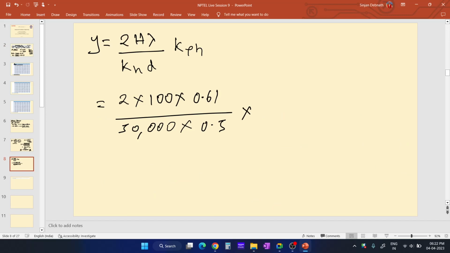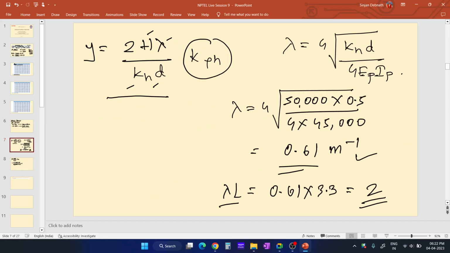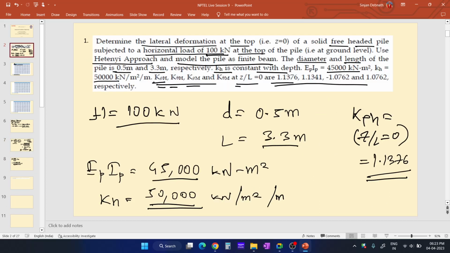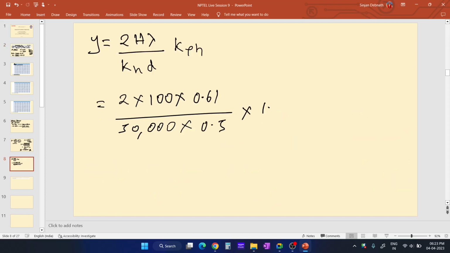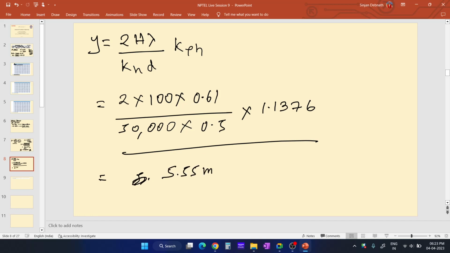Okay, and what is k rho h? The value of k rho h, which we have already found out from the chart, is also given in the question. It is 1.1376. So now if you calculate this, you will get the value of y to be 5.55 millimeters. So this is the lateral deflection corresponding to 100 kilonewton, which is acting at the top of the head. This is the lateral deformation of the pile head.